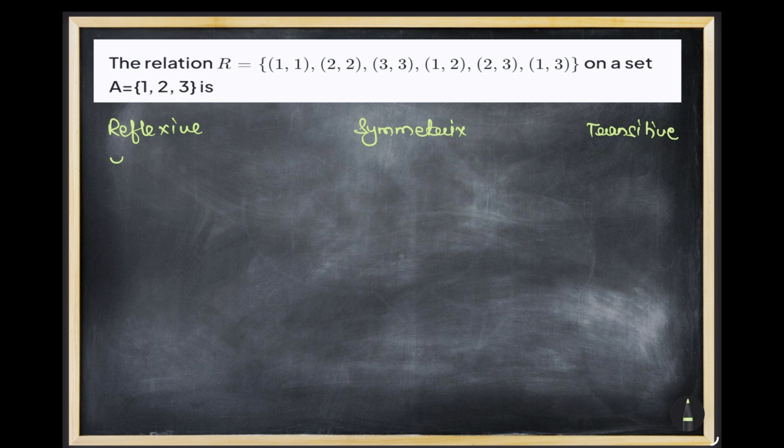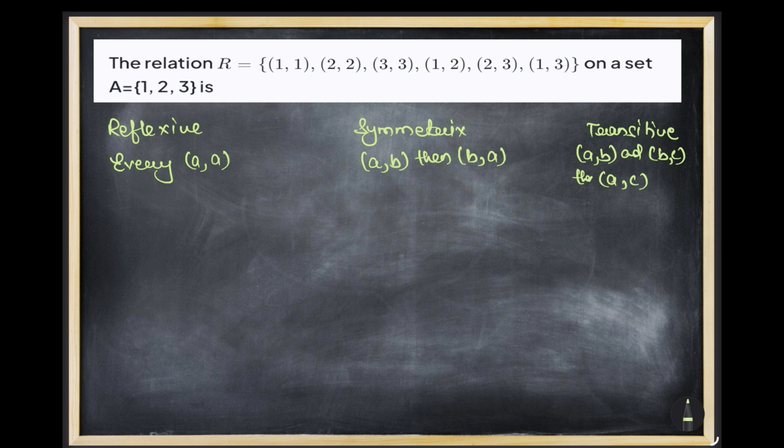You know that every A comma A should be there for reflexive. Symmetric: if A comma B is there, then B comma A should be there. Transitive: if A comma B and B comma C are there, then A comma C should be there. Correct? So first focus on every A comma A.